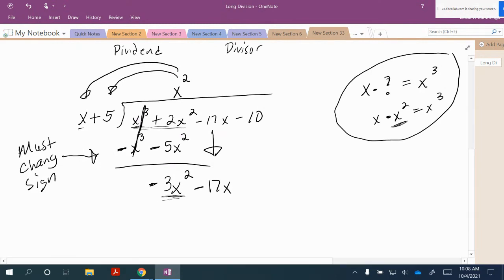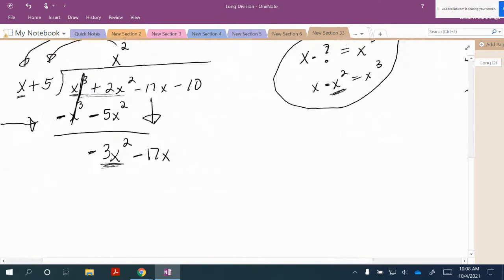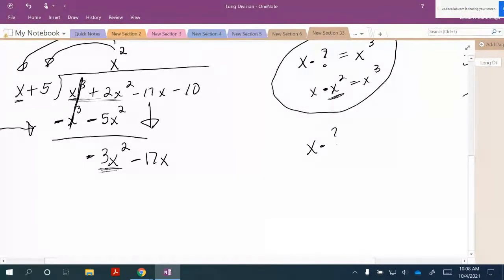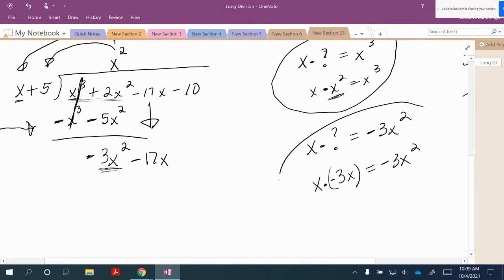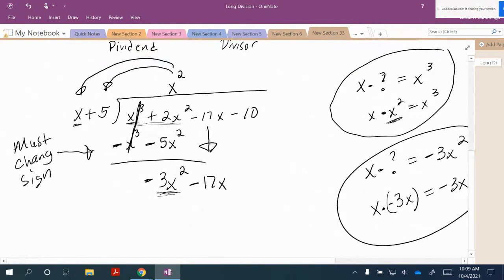Now I'm going to concentrate on this negative 3x term and this x term of my divisor. This is what I'm going to figure out: x times what quantity is going to give me negative 3x squared? Because we want to make that first term exactly the same. Then once we change the sign, that term will cancel, and we'll continue on to handle the other term in the division. x times negative 3x gives us negative 3x squared. So I'm going to multiply by negative 3x.